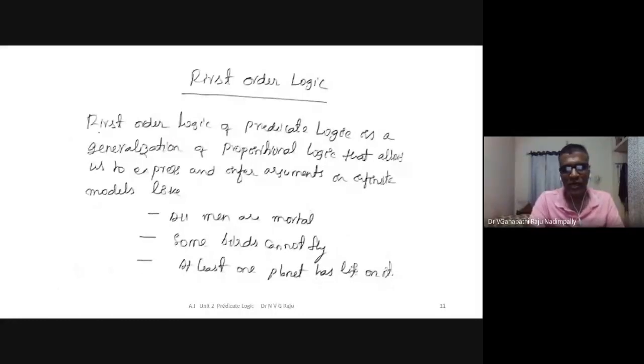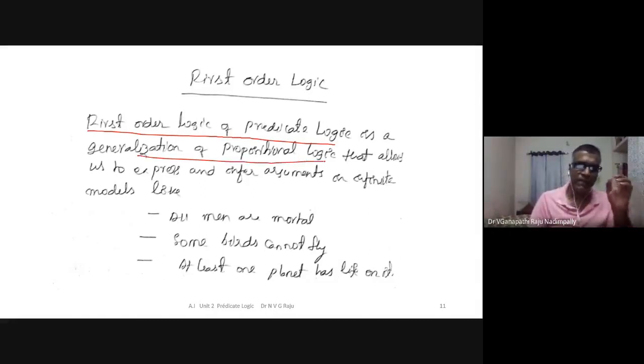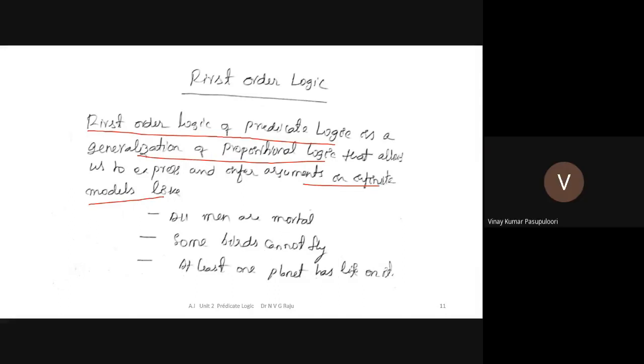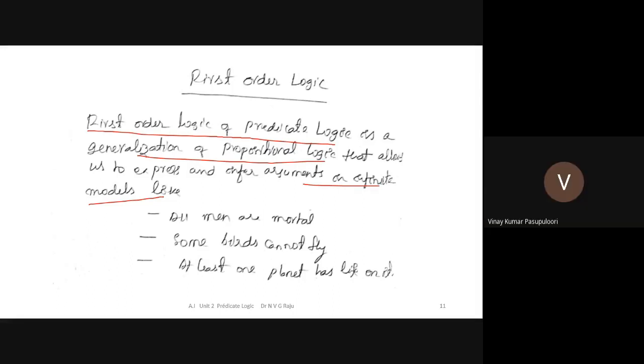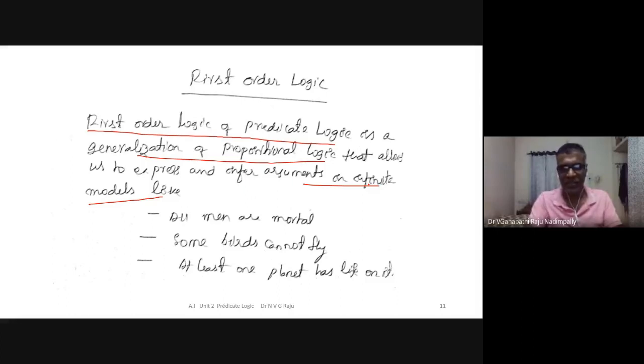Now, first order logic is a generalization of propositional logic. Please observe carefully. First order logic deals with generalization of propositional logic, and we can represent an infinite number of models. Okay, are you getting me? Now slowly shall I enter into first order logic? Yes, sir. Thank you. I'll try to slowly introduce it.